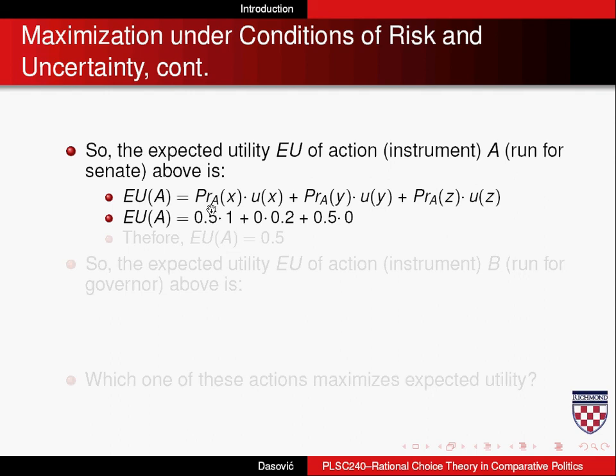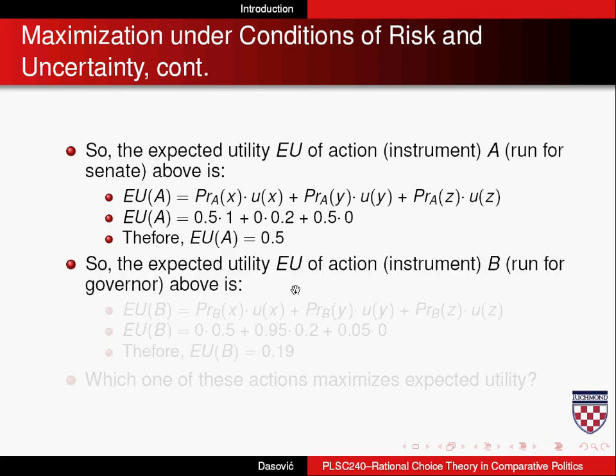So once again, the probability of becoming the senator, given that he runs for Senate, is 0.5. The value that being the senator gives to him is 1. Plus the probability of being the governor, given that you run for Senate, which is of course 0, times 0.2, which is the value of being the governor, plus the probability of being out of office, given that you run for Senate, 0.5, times 0, which is the value that being out of office gives to him. If you do the math, the expected value of A, in other words running for the Senate, is 0.5.